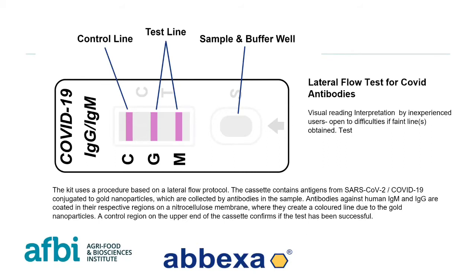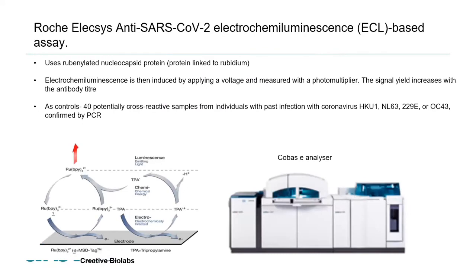The problem is that they're not that sensitive. You need reasonably high levels of antibody, and also obviously if the user doesn't do the test correctly, then there can be problems. And if you get faint lines, what does that mean? Are you positive or negative? So the interpretation might be difficult. Can I have the next slide, please, Jonathan?